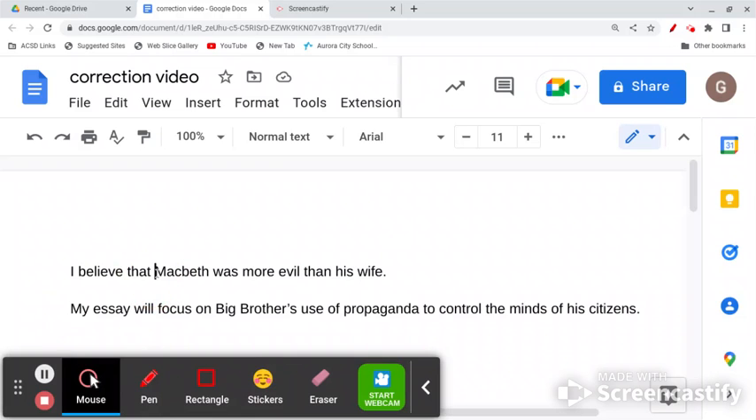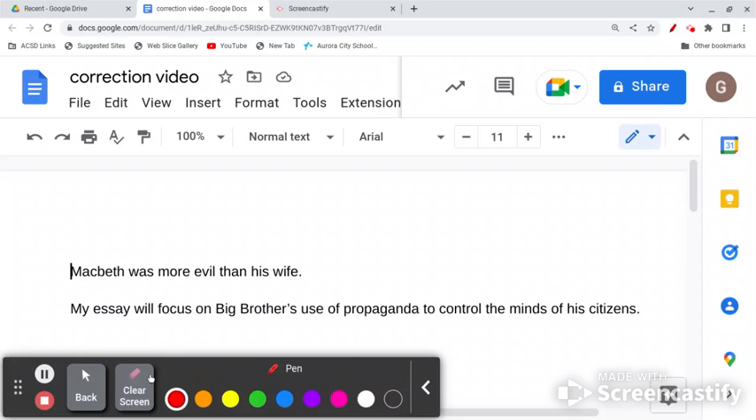And that may not be as hard to do as you think. And there you go. Macbeth was more evil than his wife. So again, it says the same thing and the same meaning without using I. Take a look at this example right here.